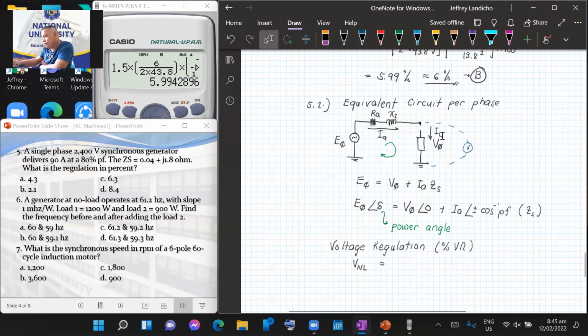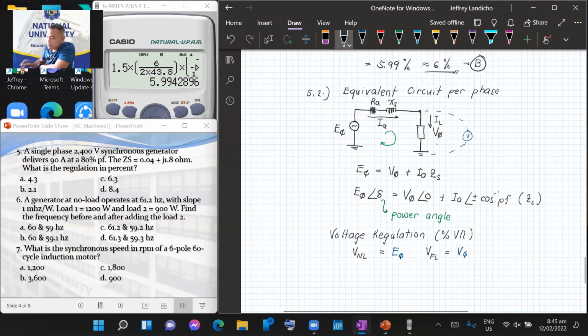So therefore, since it is no load, the current is zero, so the drop across our synchronous impedance is negligible. So what can we measure? That is only E per phase. Got it? So your no load voltage represents your E per phase. Then for the full load voltage, the rated load is connected. So at the same terminal, we measure there. That is only V per phase. So this would be your V per phase.